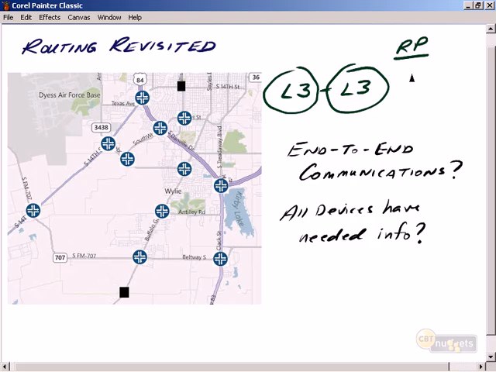Now, there's two main requirements for moving traffic between layer 3 devices, okay? The first is, do we have end-to-end communications? So we have to have an efficient and reliable end-to-end communication path. So as I can see here, from point A, which is my home, to point B, which is my office, I've got several end-to-end communication paths, and these routers are going to make those possible.